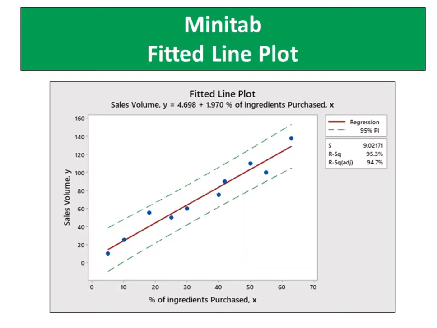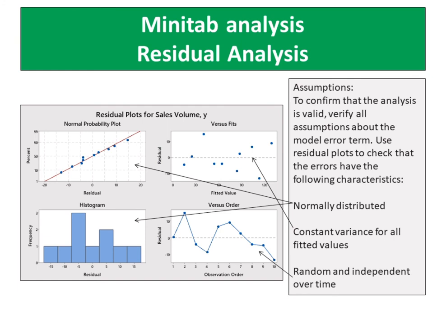To confirm that the regression analysis is valid, verify assumptions about the model error term. 3 major assumptions, which are normally distributed, constant variance for all fitted values, random and independent over time. These assumptions provide the theoretical basis for the t-test and the f-test used to determine whether the relationship between x and y is significant, and for the confidence and prediction interval estimates presented. If the assumptions about the error term appear questionable, the hypothesis tests about the significance of the regression relationship and the interval estimation results may not be valid.